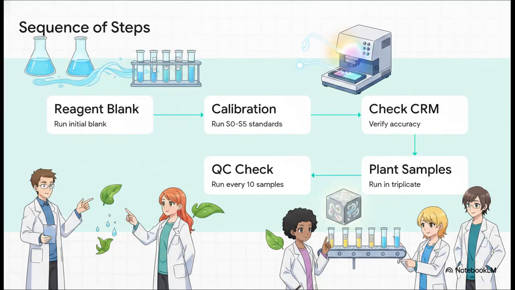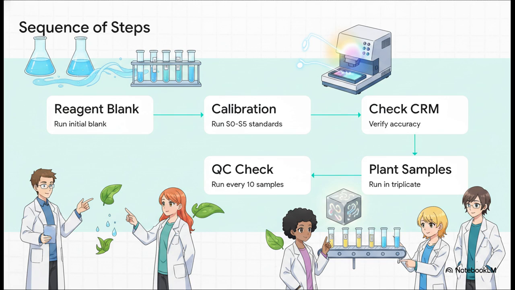Dr. Cam lays out a really strict rhythmic sequence for analyzing these samples. We definitely don't just throw the plant juice in and hope for the best. First, we run a reagent blank. Then, we build a multi-point calibration curve by running external calibration standards, which are labeled S0 through S5. These are carefully prepared through serial dilution from a known stock solution.